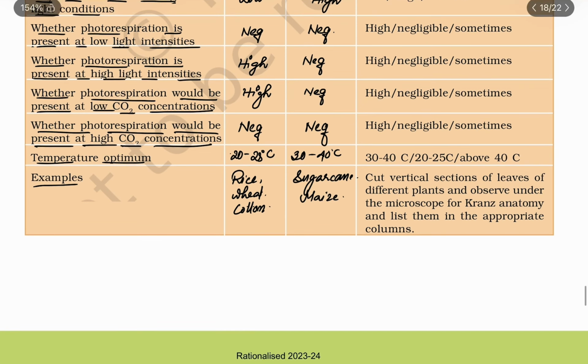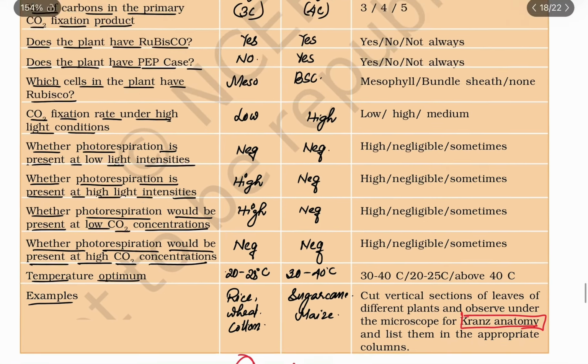And one important thing is Kranz anatomy. This Kranz anatomy is found only in C4 plants, but it is not found in C3 plants. So these are the important differences between C3 plants and C4 plants.